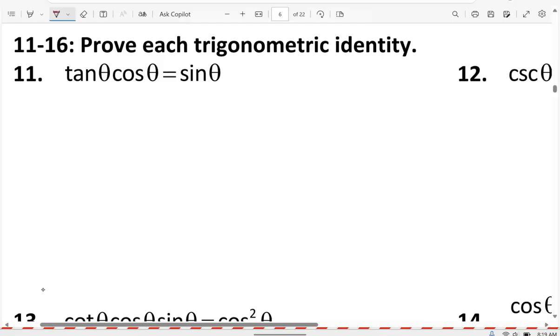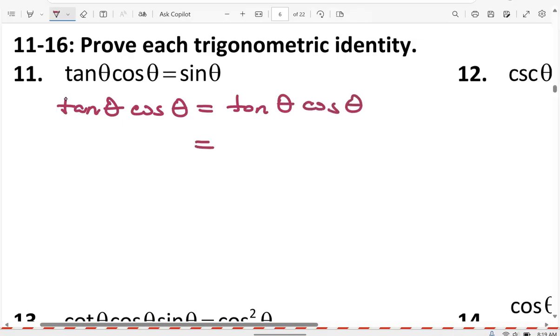Trigonometric identities can be proved the same way as the algebraic ones. So I'm going to start with tangent of theta times the cosine of theta is equal to tangent of theta times the cosine of theta. Now our job is going to be to transform that right side of the equation into sine of theta.